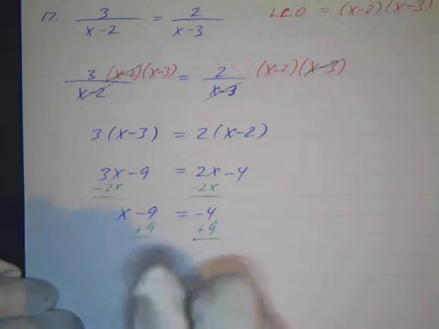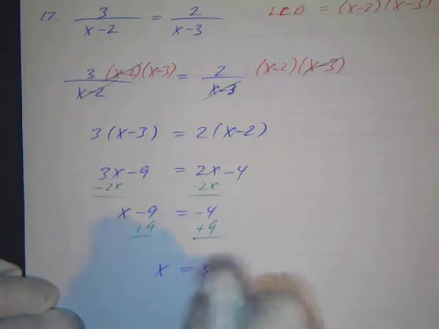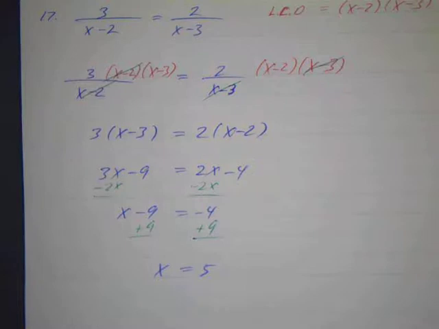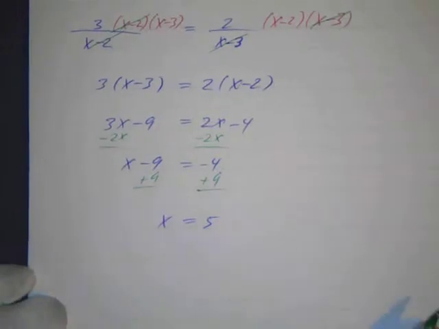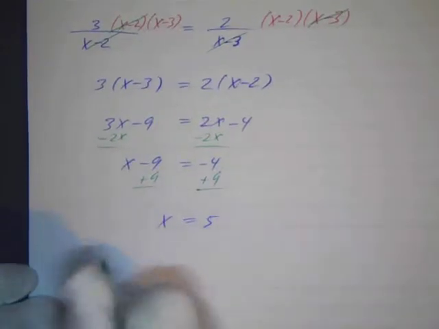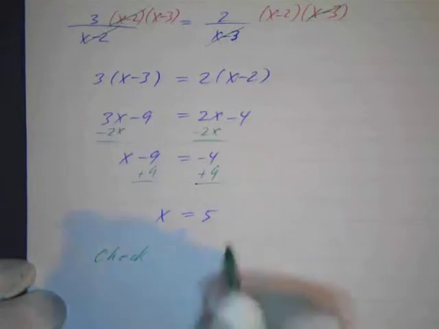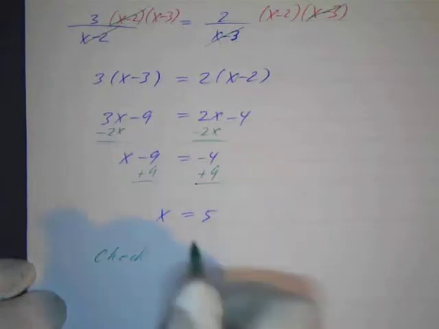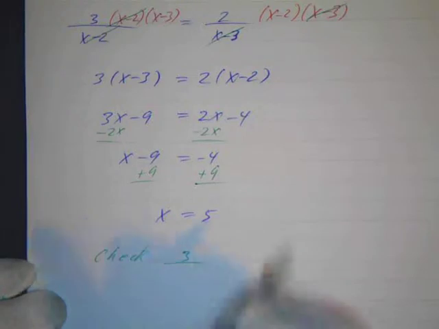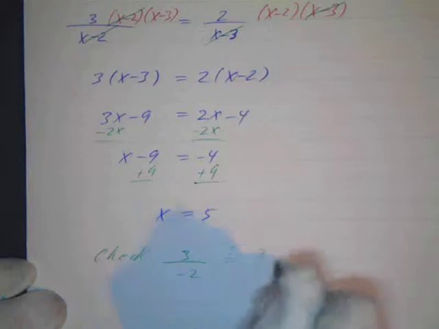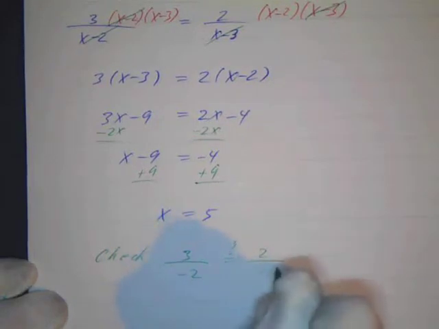And x ends up equaling 5. Now when we do this, we want to check these. And sometimes it's not so much fun because we can have some pretty formidable fractions to deal with. So I'll check this. And every time I see an x, I'm going to put a 5. So I've got 3 all over 5 minus 2. Does that equal 2 over x minus 3?